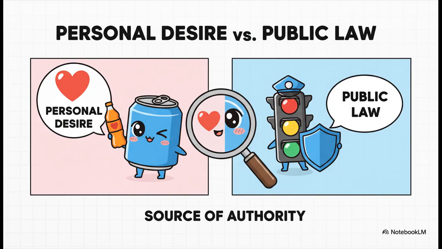When you can identify the type of instruction, you can pinpoint exactly where its authority is coming from. You can see the why behind the command. Is it driven by someone's personal desire, like an ad trying to make a sale, or is it based on public law, like a traffic light trying to keep everyone safe? That's a pretty critical distinction to be able to make.